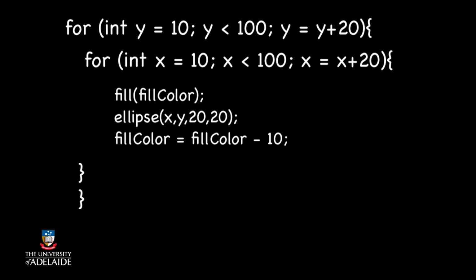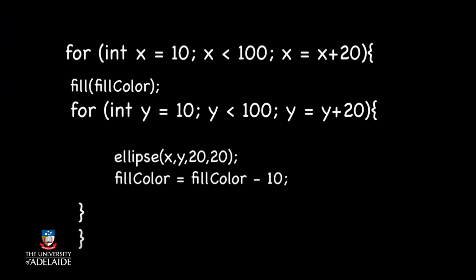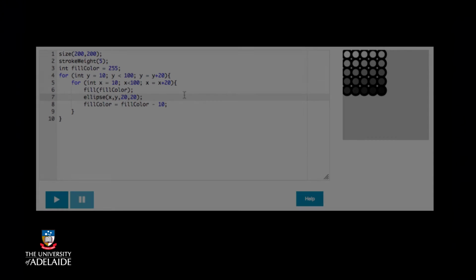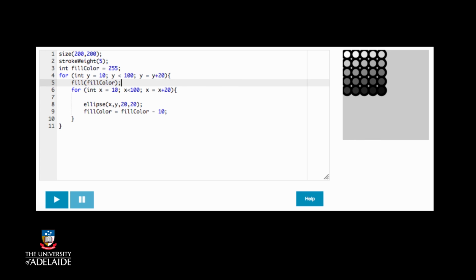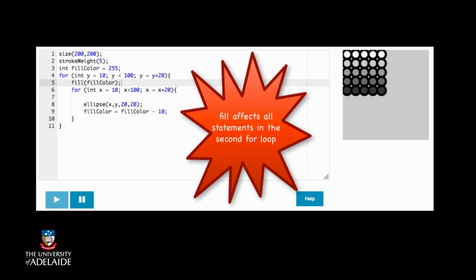Now, the order and the positions of these lines of code is very important. What do you think would happen if we took out the fill statement from within the second for loop and put it in the first for loop before the second started, like this? That's right. All the circles on each line will be drawn using the same color. This is because the second for statement draws all the circles on the horizontal line. The x is changing, right? And the fill statement is called before it and thus has the effect on all the drawings for that for.